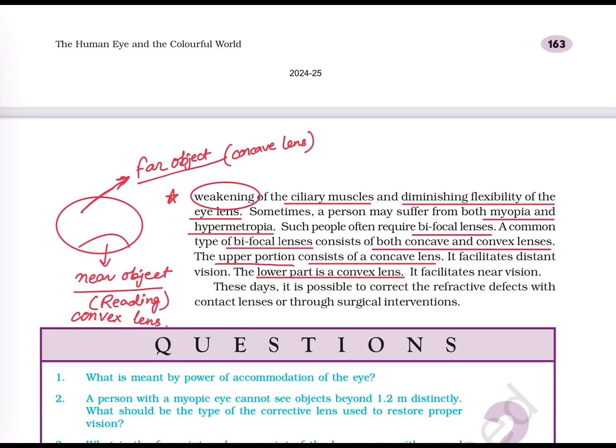So that is all about defects of human eye. Thank you.